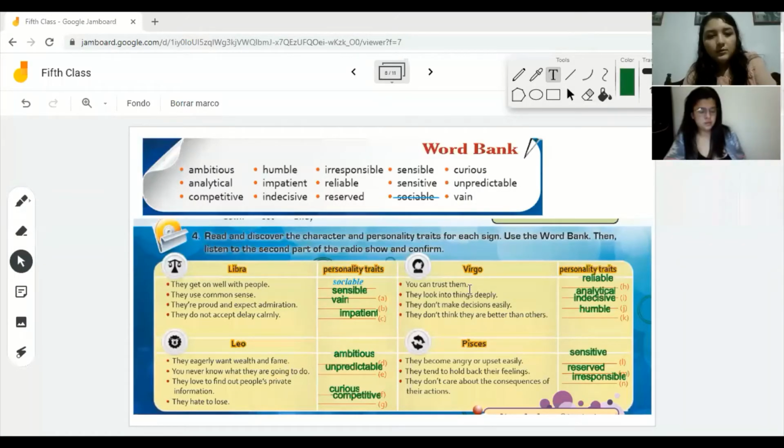Lesson 1, Character and Personality Traits, page 36, exercise 4. Read and discover the character and personality traits for each sign. Use the word bank. Then, listen to the second part of the radio show and confirm. Let's continue with the second part of our program. I have invited Bertha. She's going to tell us about the character and personality traits for some signs. Bertha, what do you have for us today? Hi, David. Well, let's start with Libra. People with this sign are very sociable. They get on well with other people. They use their common sense and they are sensible. They're proud and expect admiration. In fact, they can be a little vain, and they can also be very impatient and not accept delay calmly. Wow, so Libras are sociable, sensible, vain, and impatient.